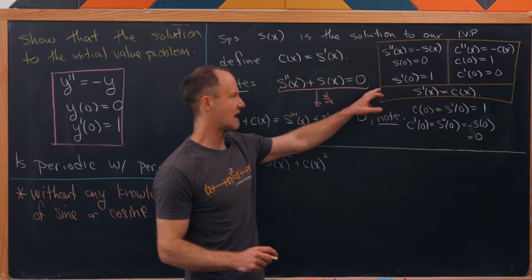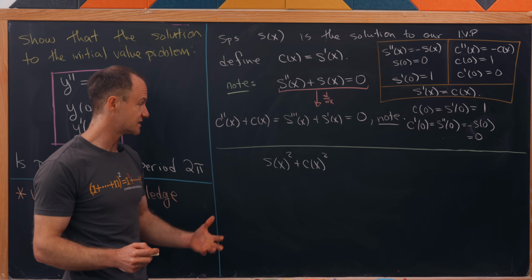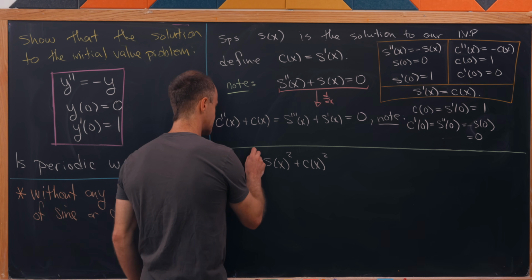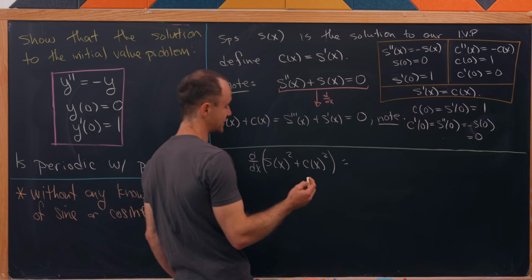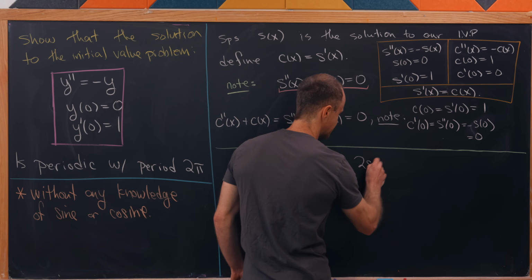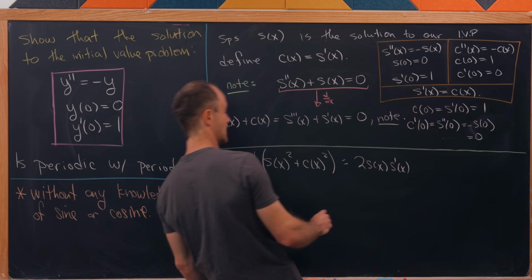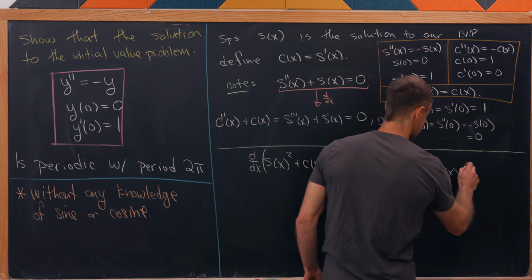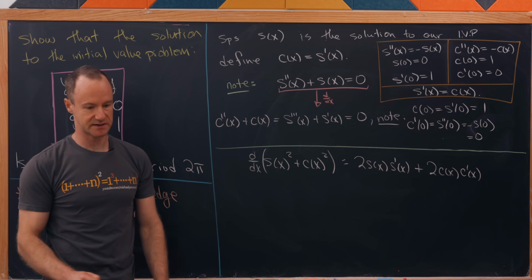But since our definition of s and c is built out of differential equations, what we probably want to do is take the derivative here. So let's do that. We'll take the derivative of this equation, and we have to use the chain rule. That'll give us 2s of x times s prime of x, plus 2 times c of x times c prime of x. Okay, nice.